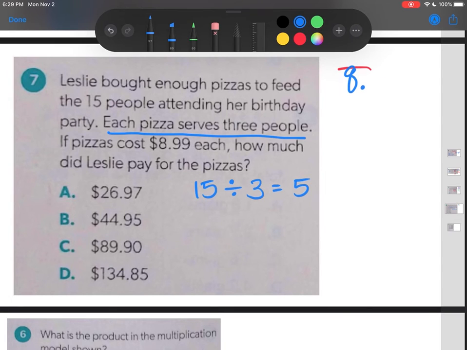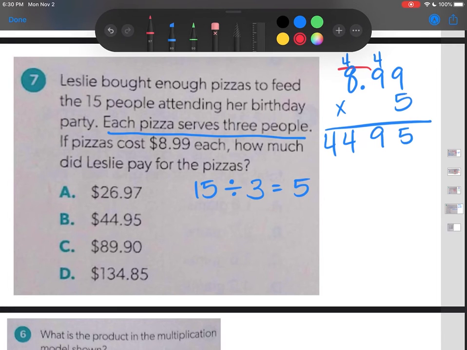Each pizza costs $8.99. So that means I've got to multiply to figure out my answer. So we're going to do $8.99 times 5. So this is only 3 by 1, so we only have 1 row for this. 5 times 9 is 45. Carry the 4. 5 times 9 is 45, plus 4 is 49. Carry the 4 again. 5 times 8 is 40, plus 4 is 44.